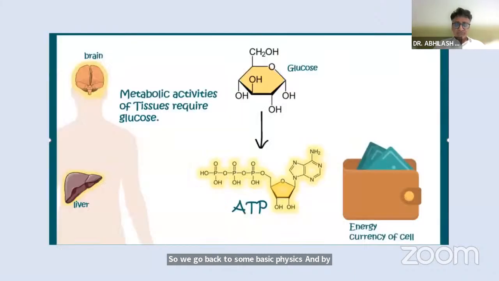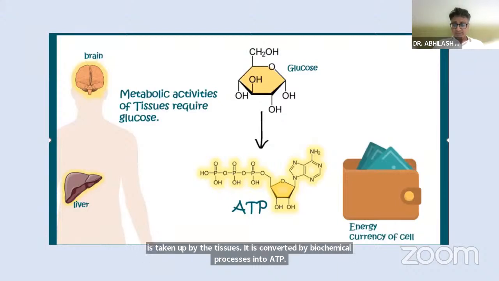We go back to some basic physics and biochemistry, which we've all learned. We all know the metabolic activities of tissues require glucose. Glucose is taken up by the tissues and converted by biochemical processes into ATP. ATP is the energy currency of the cell.